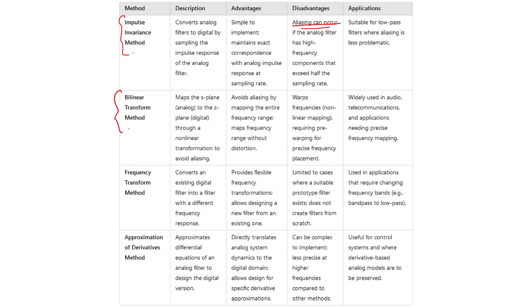and it solves this problem of many-to-one mapping by creating a transform which creates one-to-one mapping. So all the analog frequencies are mapped into the digital frequency on a one-to-one basis. This is the main advantage of the bilinear transform method over the impulse invariance method.